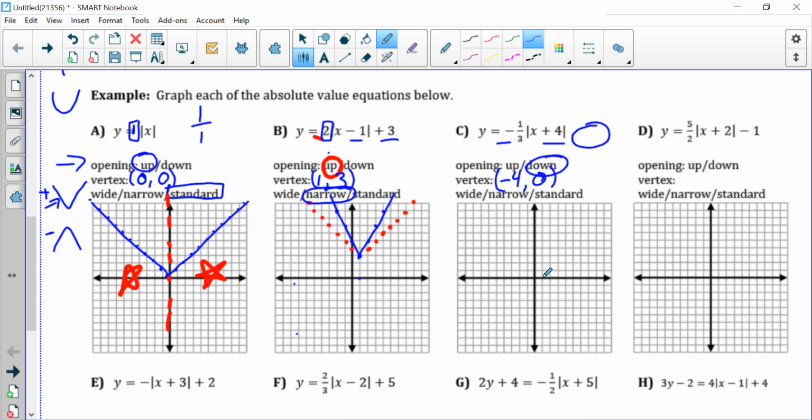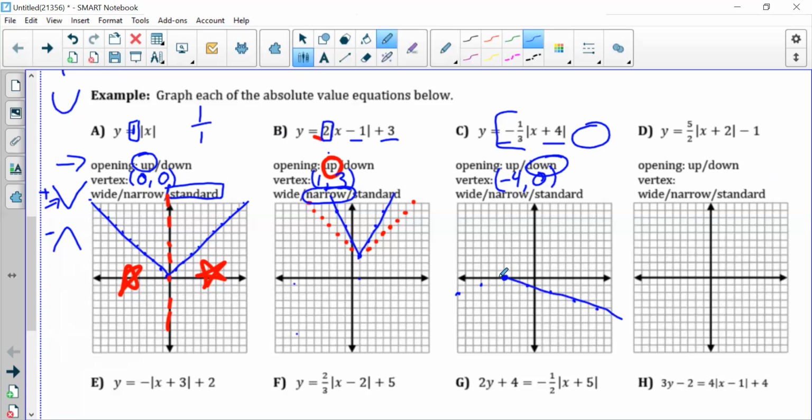All right, so let's get our vertex in. So negative 4, 0. The slope of our right-hand side is negative 1/3, which means that I need to go down 1 and out 3, down 1 and out 3, down 1 and out 3. Can you already tell whether this is going to be wider or narrower? Let's mirror it on the opposite side of the vertex. So I need to go down 1 and left 3, down 1 and left 3, and then I'm at a graph.